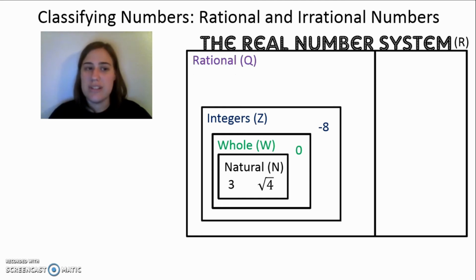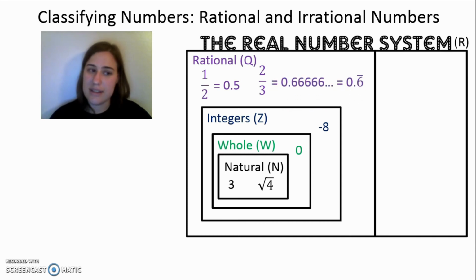Rational numbers, denoted Q for quotient, are the set of numbers that include integers, fractions, terminating decimals, and repeating decimals. So numbers like 1/2 and 2/3 are rational. 1/2 as a decimal is 0.5, which is a terminating decimal, and is also a rational number. 2/3 is a repeating decimal and will be 0.666666 and goes forever, making it a rational number.